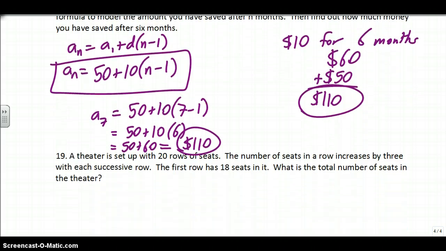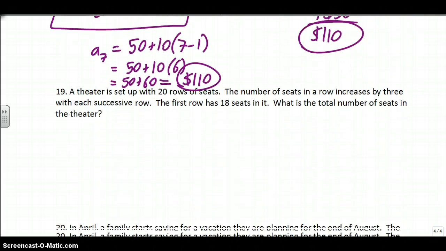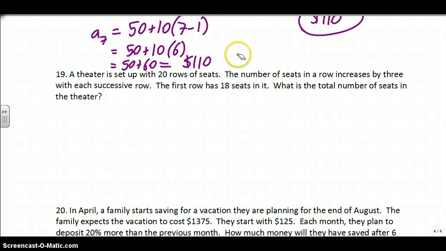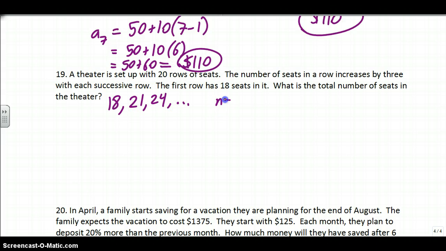Okay? A theater is set up with 20 rows of seats. 20 rows. The number of seats in a row increases by 3 with each successive row. The first row has 18 seats. What's the total number of seats in the theater? Okay, so 18 is the first number. We're adding 3 with each successive row. So that'd be 21, 24, blah, blah, blah for 20 rows. Since I'm adding the same number each time, it's arithmetic, right?